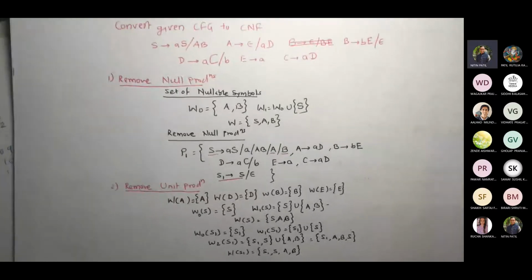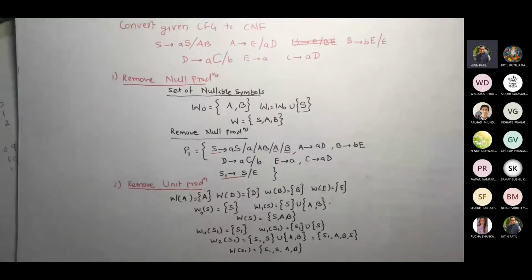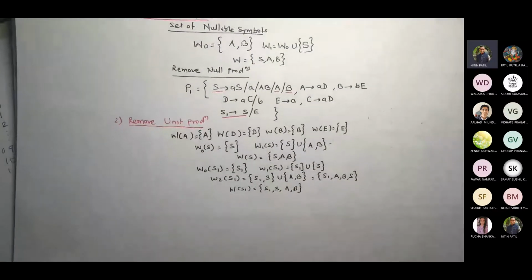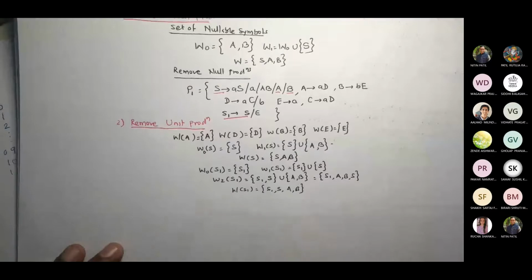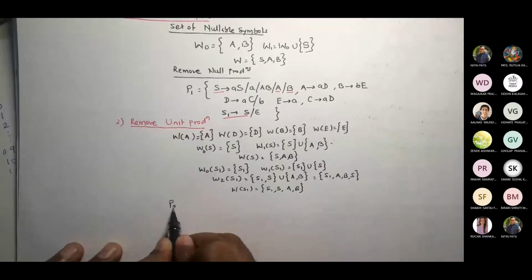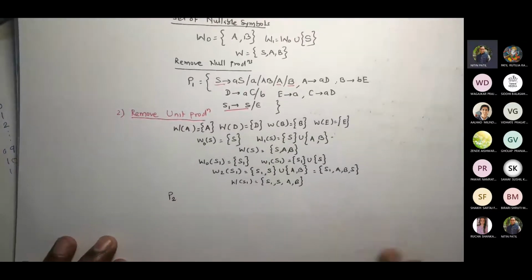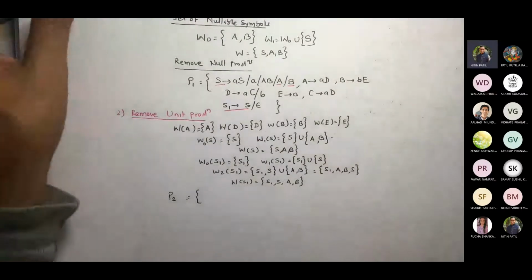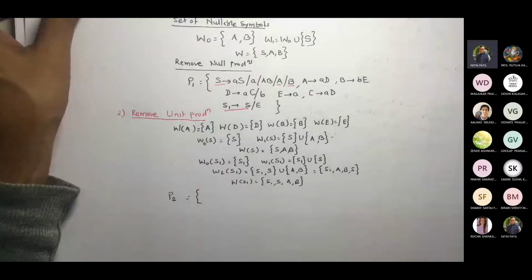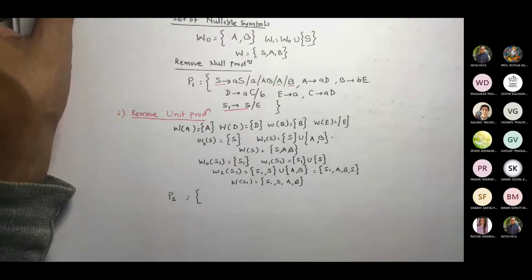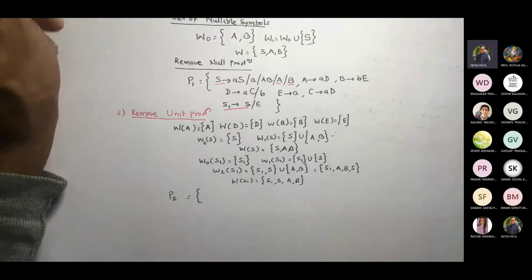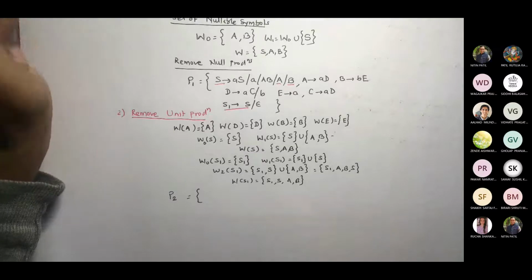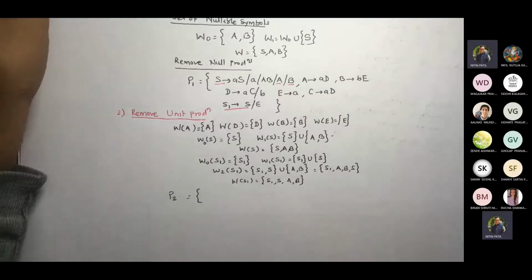Let us go back. So now we have to remove the unit production. What do you do for removing unit productions? You add all non-unit productions into P2 from P1. Which are the non-unit productions? Okay, I will ask somebody. Shruti, give me the non-unit productions for S right now. Which are the non-unit productions for S?